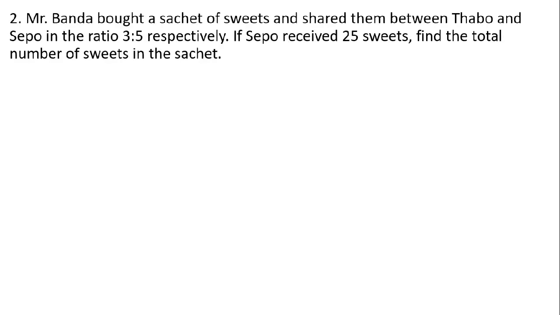Mr. Banda bought a sachet of sweets and shared them between Thabo and Sepo in the ratio 3 to 5 respectively. If Sepo received 25 sweets, find the total number of sweets in the sachet. For this question, we'll solve it a bit differently from the first one. There are different ways you can solve, but your answer will still be the same.